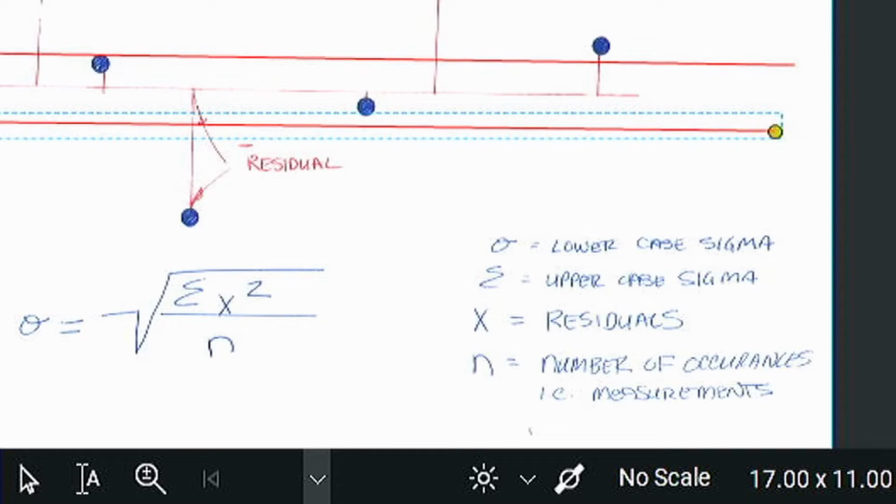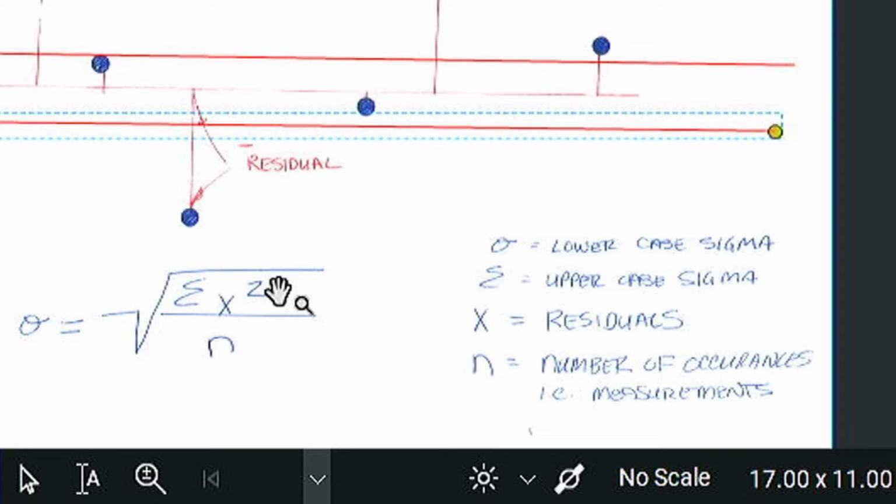I'm going to give you the longhand formula of what was happening on the Excel spreadsheet. And this is what the longhand formula looks like. This symbol here is the sigma symbol, lowercase. This symbol here is the uppercase sigma symbol, which means sum. The lowercase is the symbol that you use for standard deviation. So when you say it's 1 sigma, it's the lowercase sigma. Uppercase sigma of x, the residuals, squared, we all recognize that, divided by the number of measurements, and then you take the square root of it.